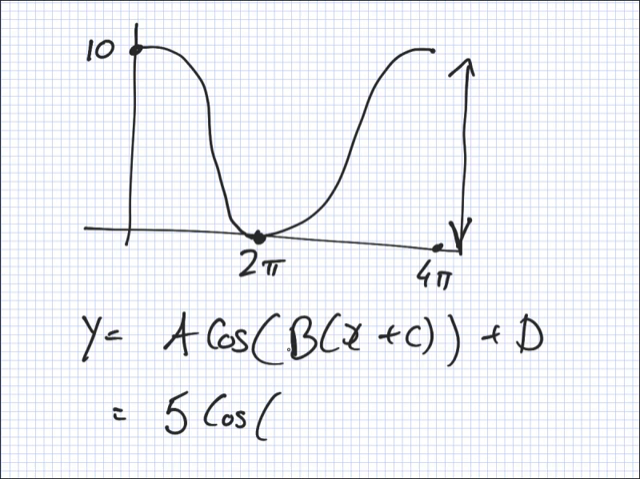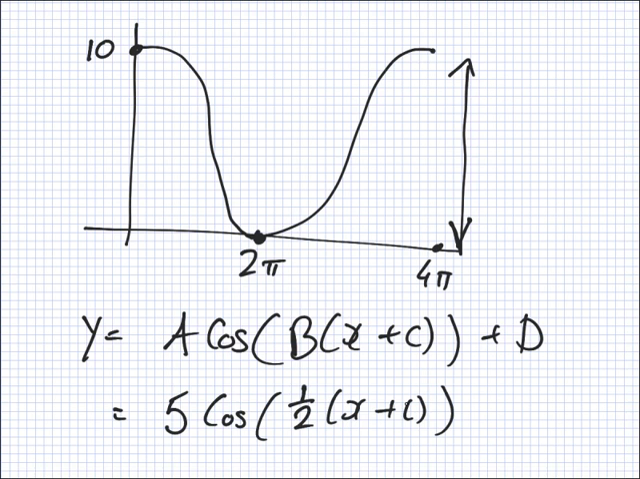How long is a cos graph normally? 5. Try again. 2 pi. And how long is this one? 4 pi. So how much bigger is it? By 2. So the B is 2. No, don't make a Stephen mistake. 1 over 2. Yeah, we try not to repeat our mistakes.